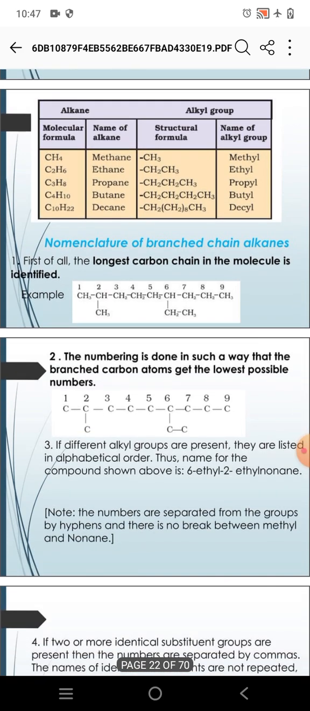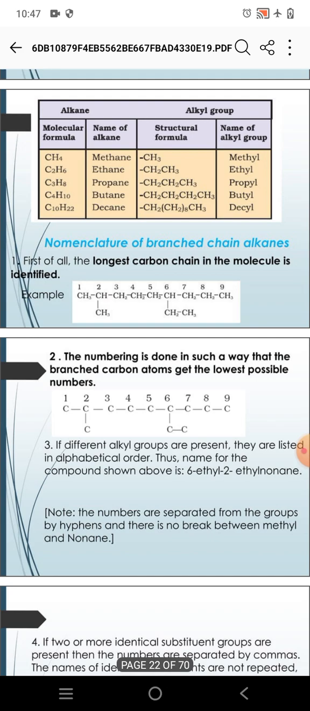Next, alkane and alkyl group. CH4, the name of the alkane is methane. Structural formula CH3, and the name of the alkyl group is methyl. Next, C2H6 ethane, CH2CH3 ethyl. C3H8 propane, CH2CH2CH3 propyl. C4H10 butane, CH2CH2CH2CH3 butyl. C10H22 decane, CH2 eight times and CH3, decyl.